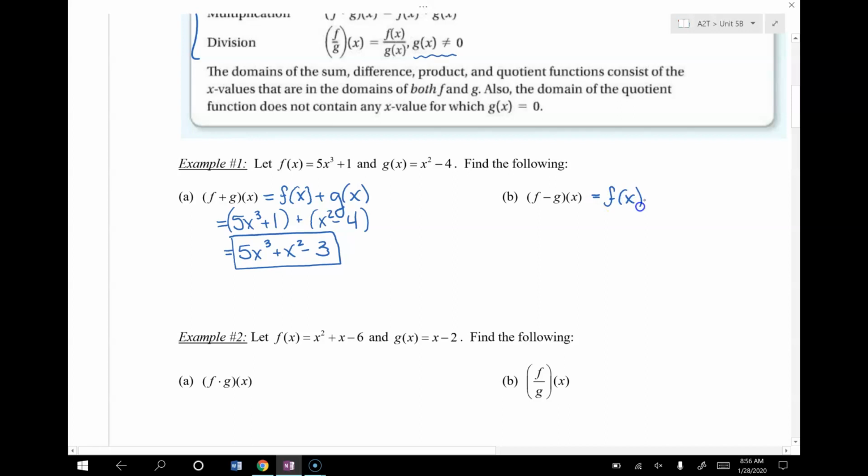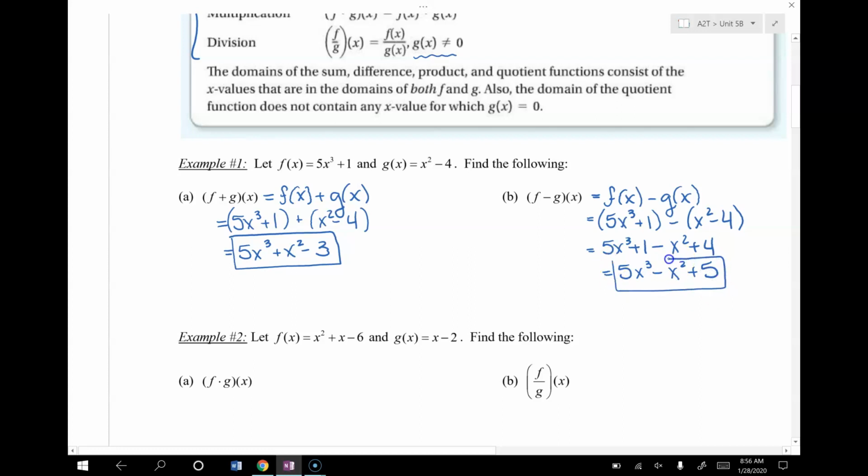Okay, same thing goes for subtraction. We have f of x minus g of x. This is where the parentheses are really going to come in handy because we've got that negative. So f of x is 5x cubed plus 1. I'm just going to substitute that in for f of x minus g of x, x squared minus 4. Okay, so we have a subtraction in front of g of x. So that means I'm going to have 5x cubed plus 1 minus x squared plus 4. Okay, I've distributed my negatives, so now I can combine like terms. 5x cubed minus x squared plus 5, and that's going to be our new subtracted function. All right, pretty straightforward, absolutely.